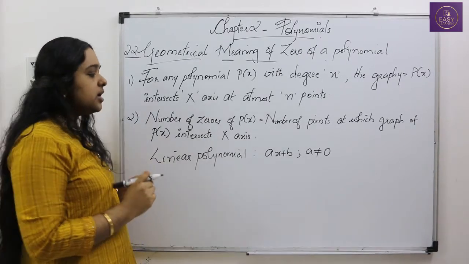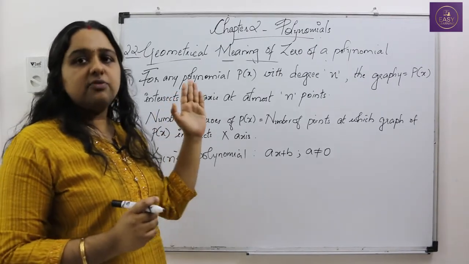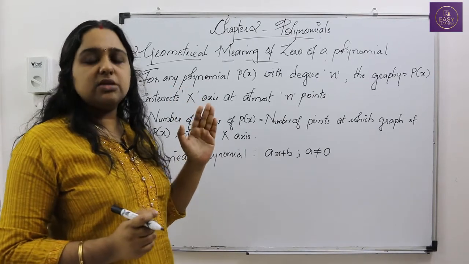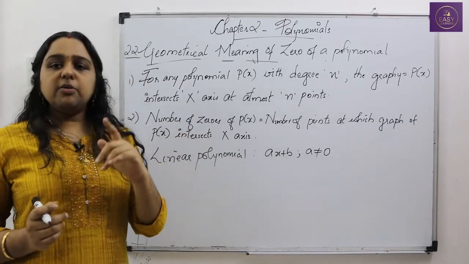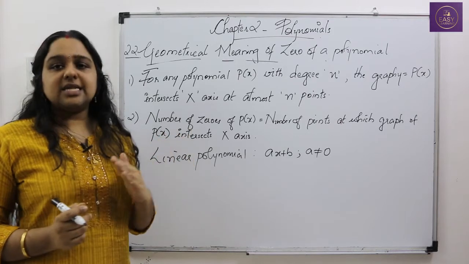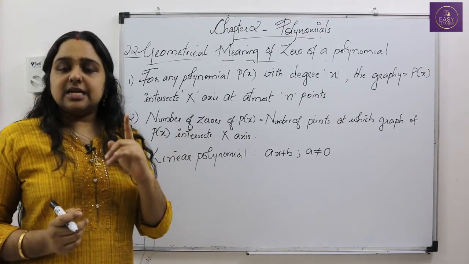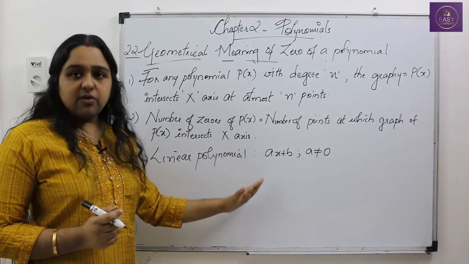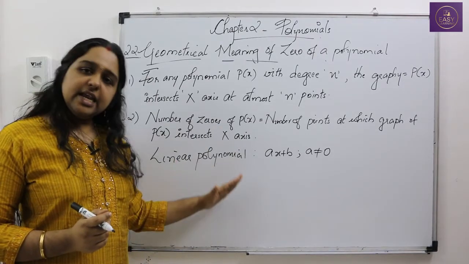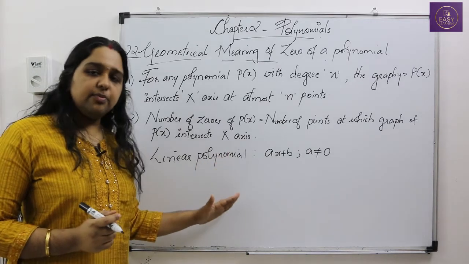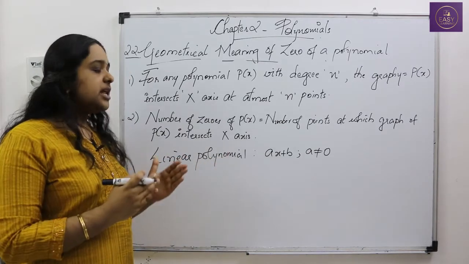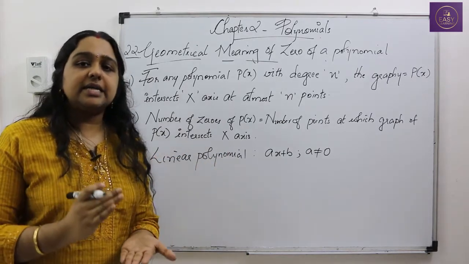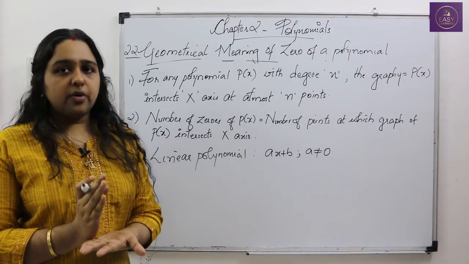If we draw a graph, what we considered for our example is a linear polynomial. X plus 5 is a linear polynomial. How many points did it intersect the x-axis? It intersected at 1 point only. For any linear polynomial, the degree is 1, and the graph of the linear polynomial will intersect the x-axis at only 1 point.